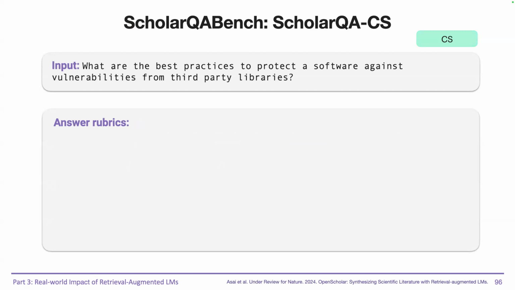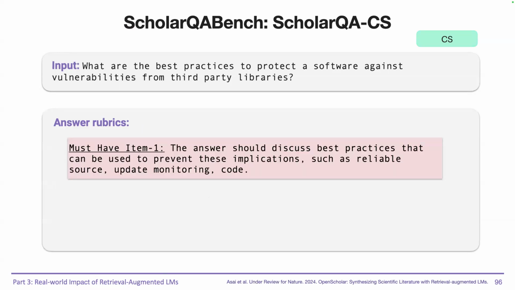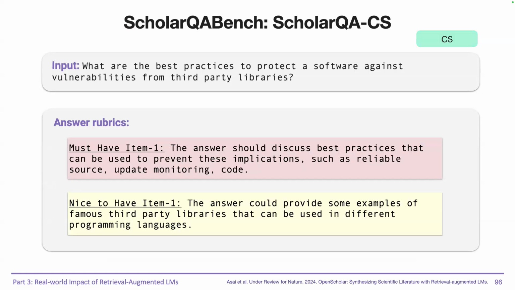In ScholarQA-CS, annotators design rubrics with criteria for evaluating responses, assigning weights to each criterion. Some criteria are critical and must be included, while others are optional but enhance the quality of the answer.